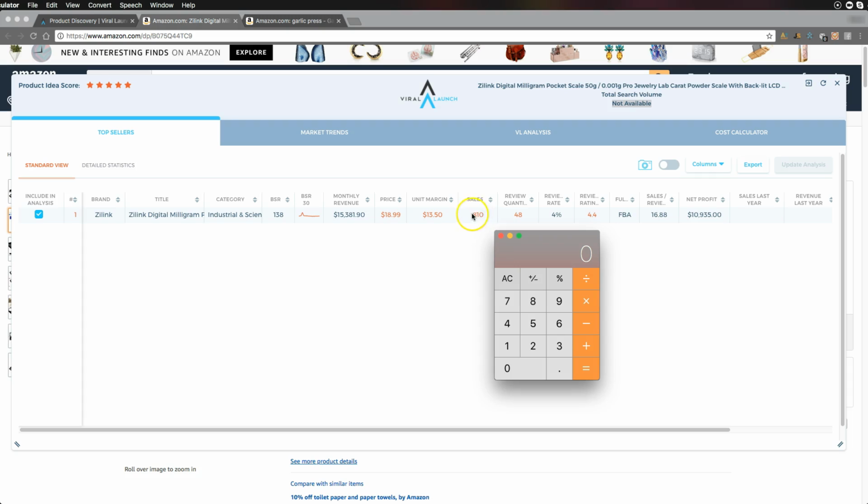So this product right here is getting 810 sales per month, right? This scale that we're just looking at. It's doing an estimated revenue of about $15,000 a month, guys. I mean, the scale is doing over $170,000 per year. I mean, that's crazy off a stupid scale that they bundled. But point is, let's come back to the sales.